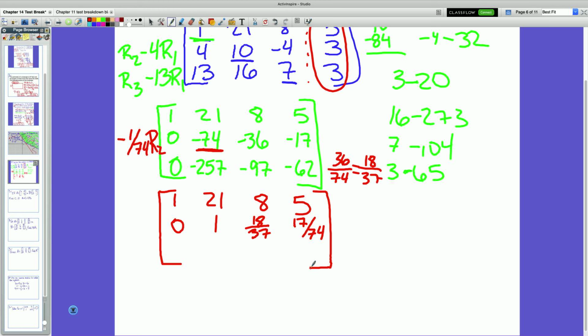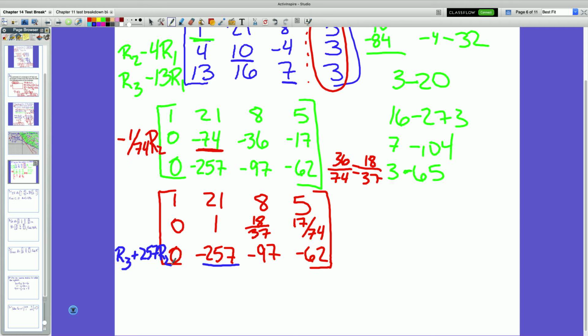Okay, let's try that. Then on the bottom, I didn't change anything. So 0, negative 257, negative 97, negative 62. You know what comes next. Now we've got to get rid of this one. So now I'm going to do row 3 plus 257 times row 2.